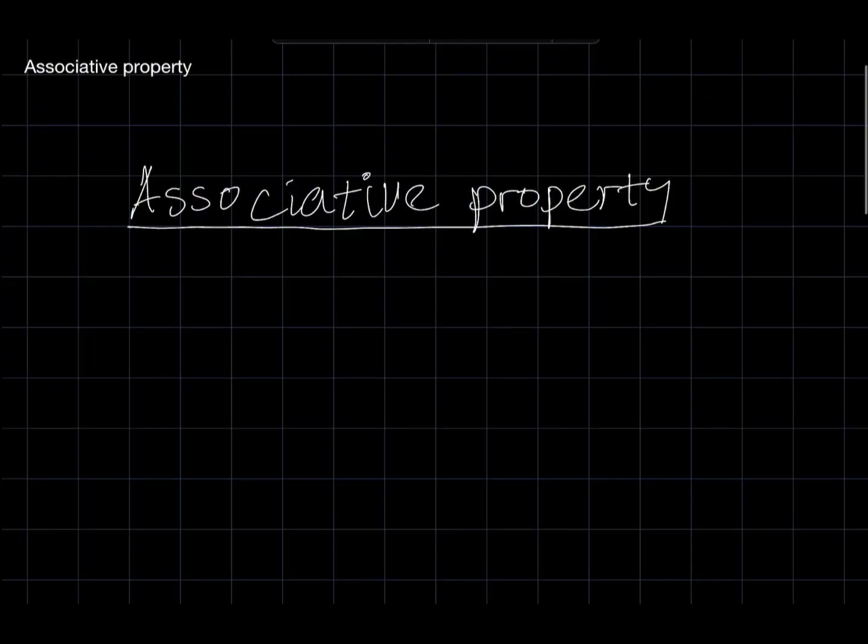In the last video, we have seen some terminology related to algebra. Today, we'll continue with the first property of algebra. The first property of algebra is the associative property.